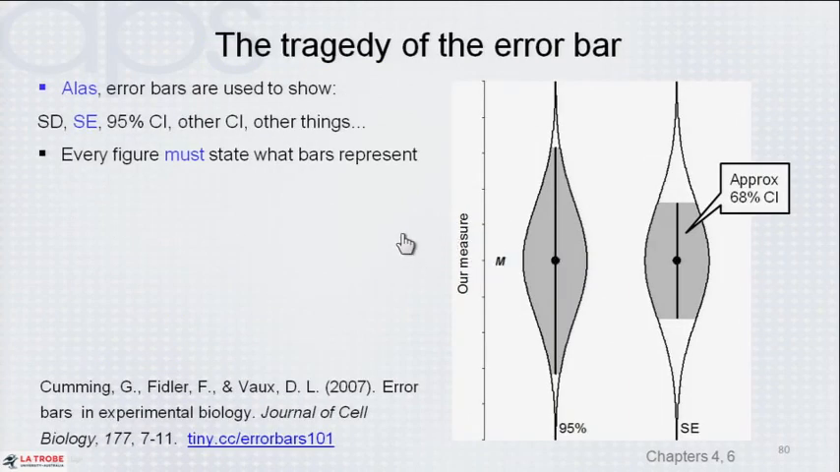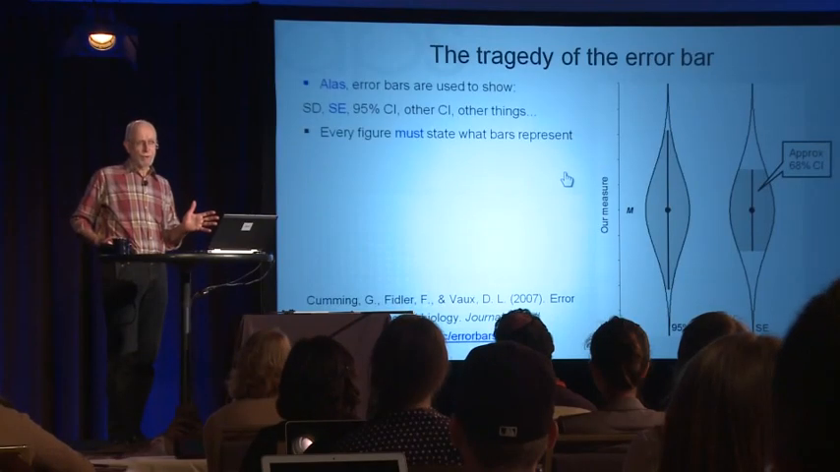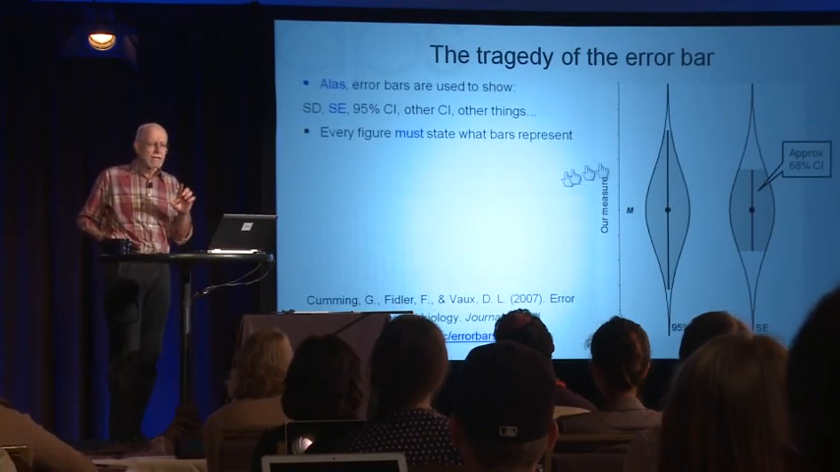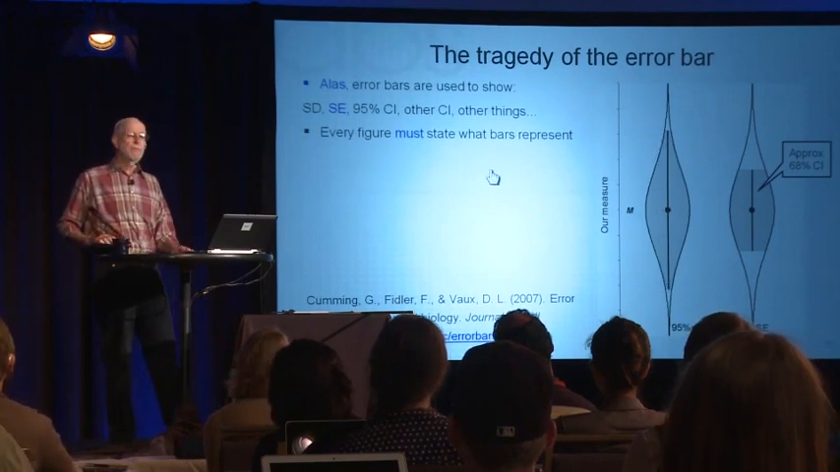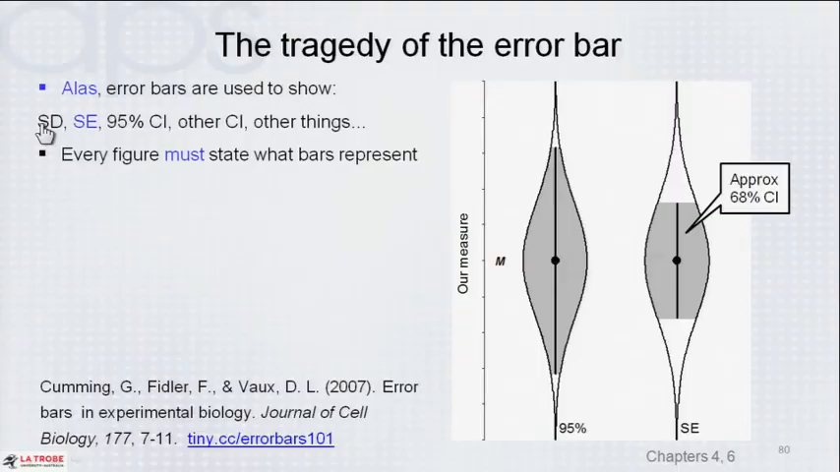The tragedy of the error bar. I'm very keen on pictures of confidence intervals, but alas, this lovely graphic, not the cat's eye, but this simple line graphic has been adopted and used for lots of other things as well. People use them to show standard deviations, standard errors, 99%, all sorts of things. That's extremely unfortunate. Every figure must state clearly, the publication manual says so, exactly what any error bars represent.